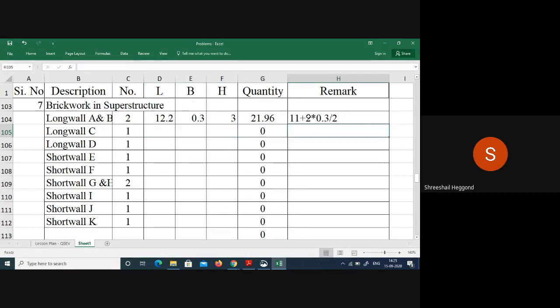Long wall C length is 7.6 center to center, plus both the side you have to add. That would be 7.9, 0.3 and 3. And the D is 3.8 center to center line length, plus both the side you have to add, that is 2 into 0.3 divided by 2. That would be 4.1.